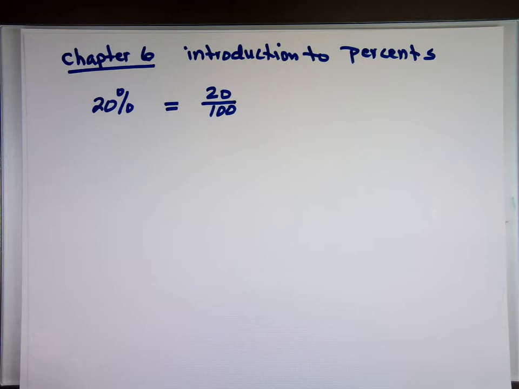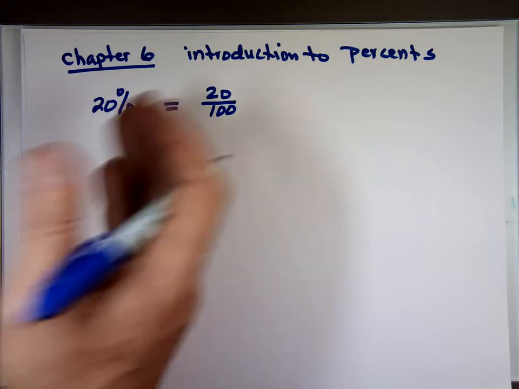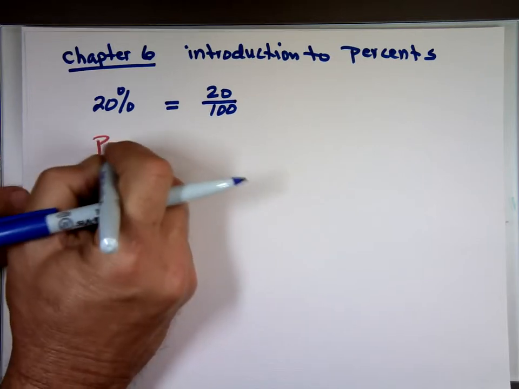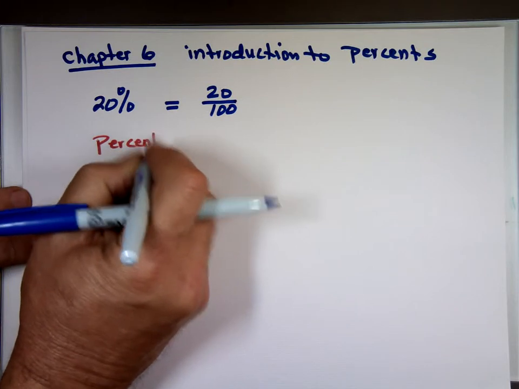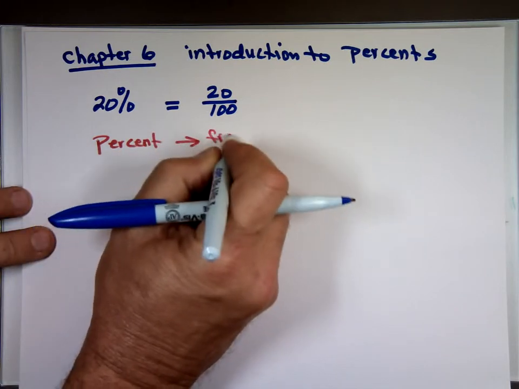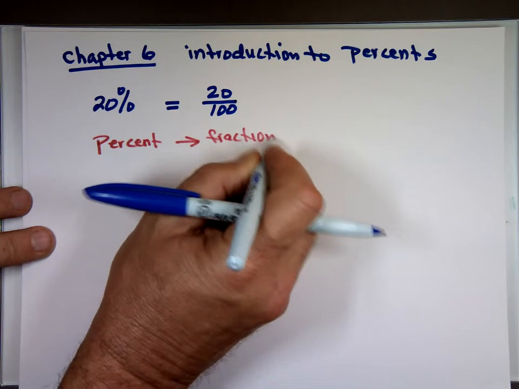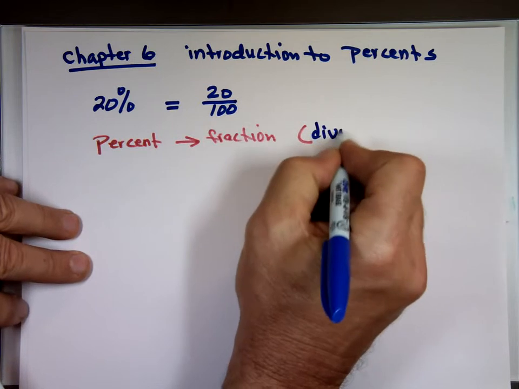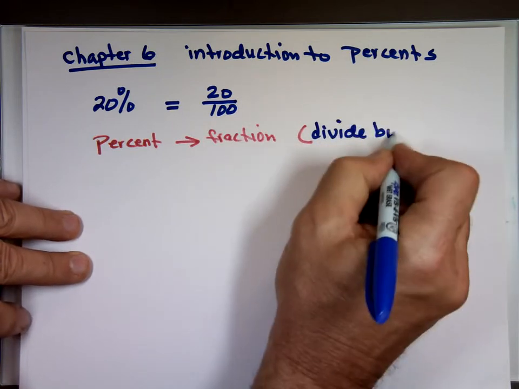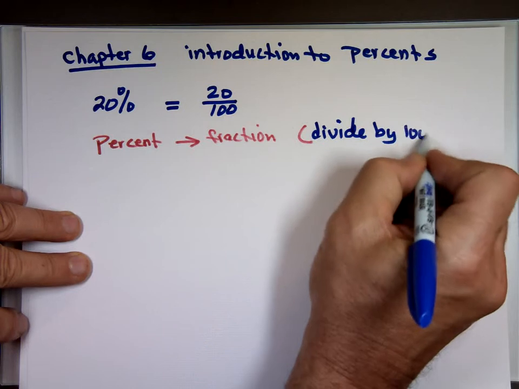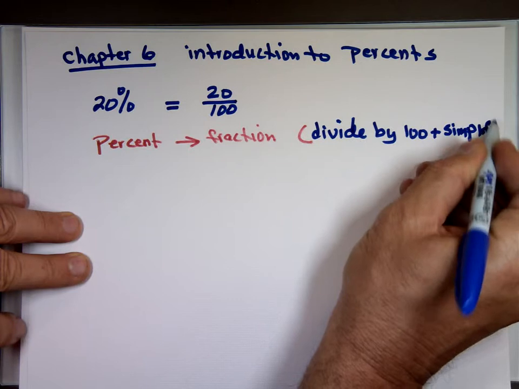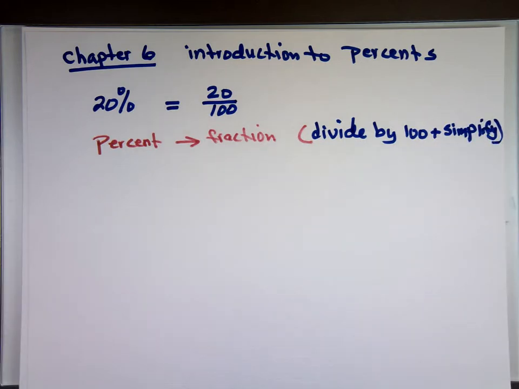How do you go from percent to a fraction? You divide by 100 and you simplify. So from percent to fraction, we are going to divide by 100 and simplify.